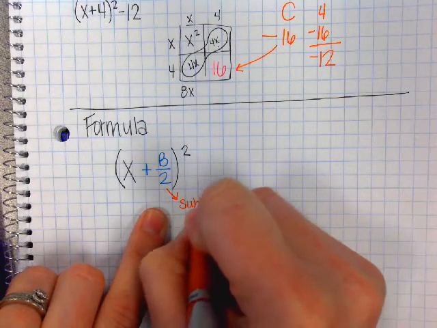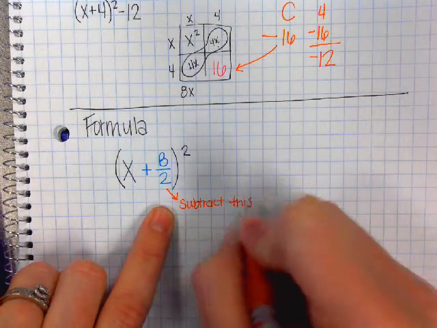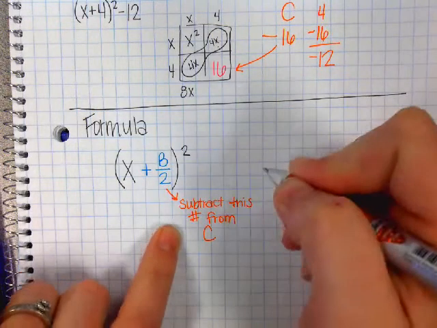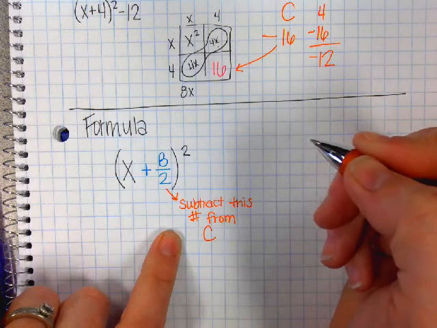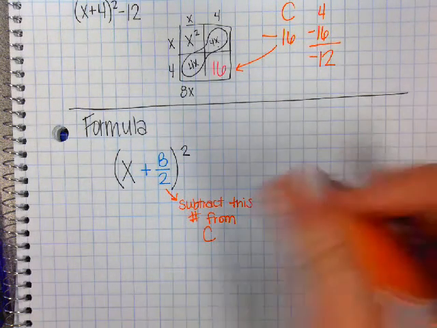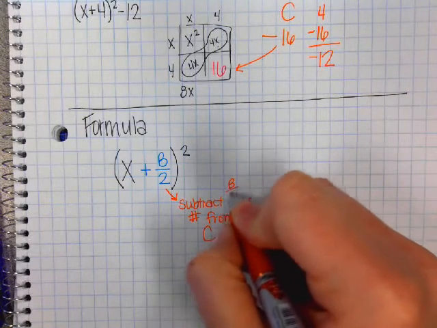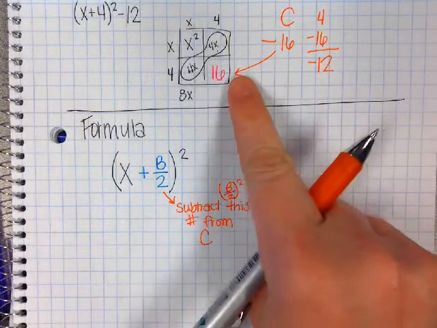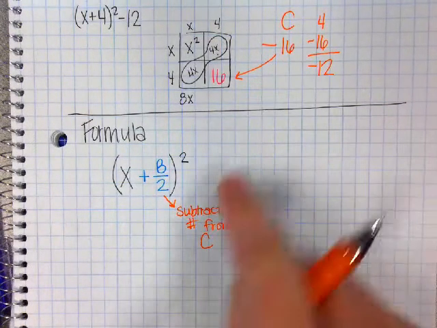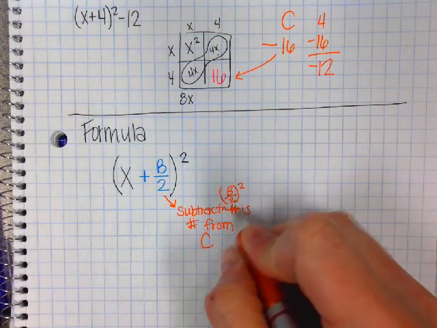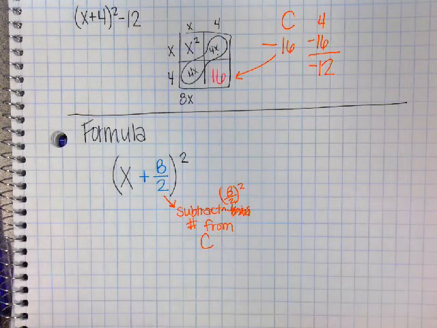And then for here you subtract this number from C. Oh, except I wrote that wrong. It has to be b divided by 2 squared. So up here, it was 4 times 4 is 16, and that's what you subtracted. Sorry. So it should say subtract b divided by 2 squared from C. Let me go ahead and use my whiteout.